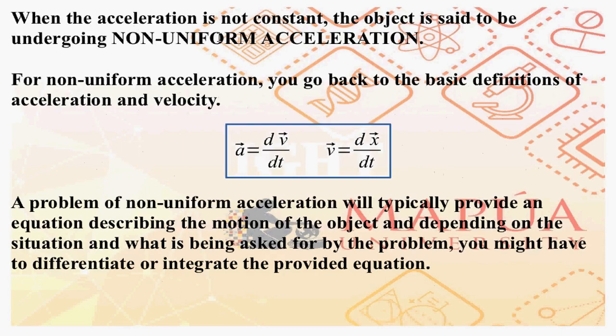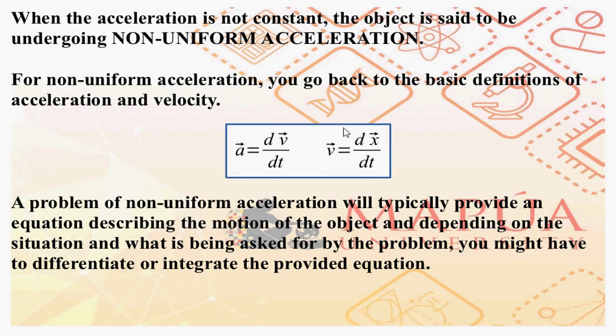When the acceleration is not constant, the object is said to be undergoing non-uniform acceleration. For non-uniform acceleration, you go back to the basic definitions of acceleration and velocity. Acceleration is equal to the rate of change of velocity with respect to time: a is equal to dv over dt. Velocity is the rate of change of position with respect to time: v is equal to dx over dt.